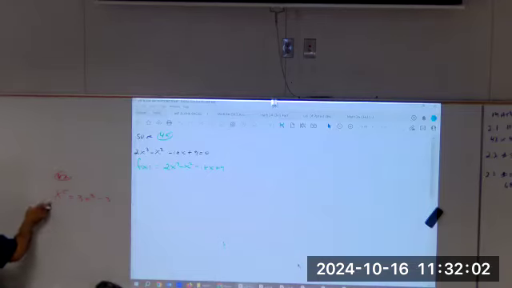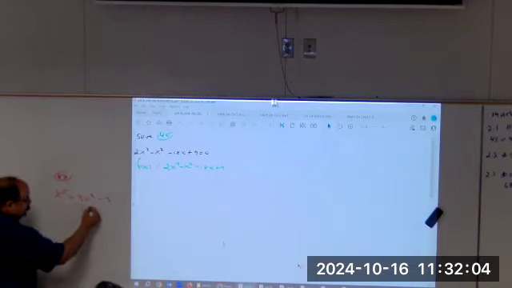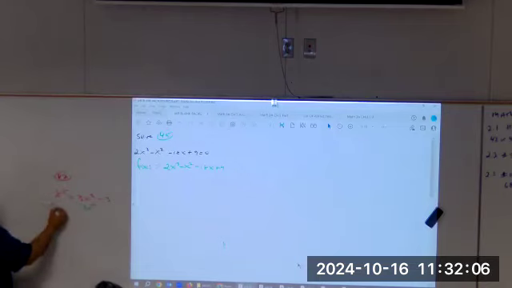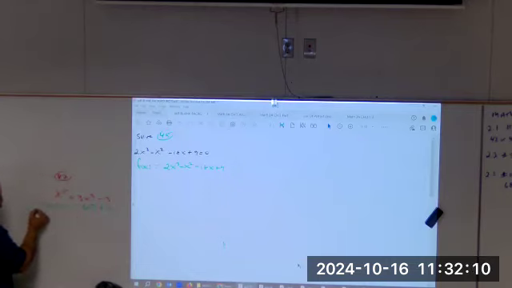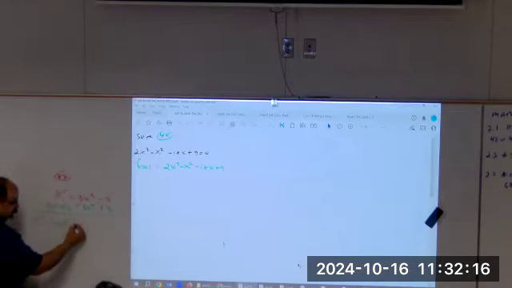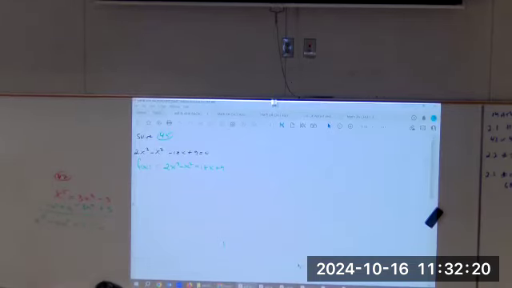Or, like it says, make one side equal to 0. Bring this 3x to the third over to the left. Add 3, bring the 3 over to the left. So you have a positive x to the fifth minus 3x to the third plus 3, and you have one equation equal to 0, which is what we need to be able to do for 2.4 and 2.5. One equation equal to 0, we solve it.